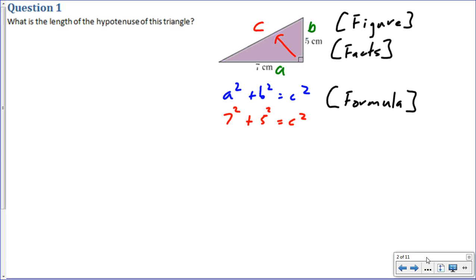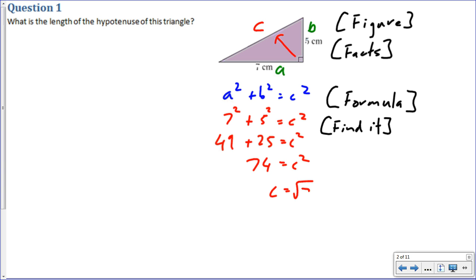And now we're into our find it section. And we work through our find it. So 7 squared is 49, 5 squared is 25, that equals C squared. That's going to give us 74 equals C squared, so C is going to be equal to square root 74 centimetres.